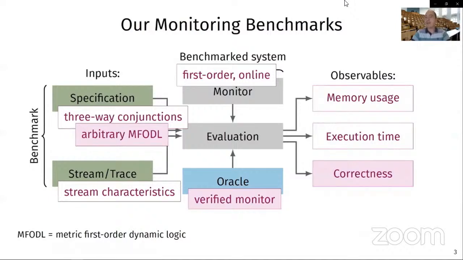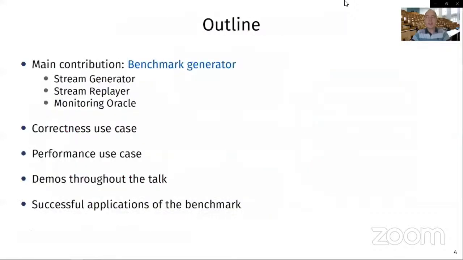In this case, any monitorable metric first order dynamic logic formula can be used as a specification input of the monitor. In the rest of the talk, I will briefly explain three main components of the benchmark generator, which are stream generator, stream replier, and the monitoring oracle. I will exemplify their usage through use cases, which will be the correctness use case, showing how you can attest correctness of a monitor, and the performance use case, showing how to attest performance of a monitor. There will be a lot of demonstrations throughout this talk, and I hope this will make it exciting. Finally, I will summarize some successful applications of our benchmark in the past.